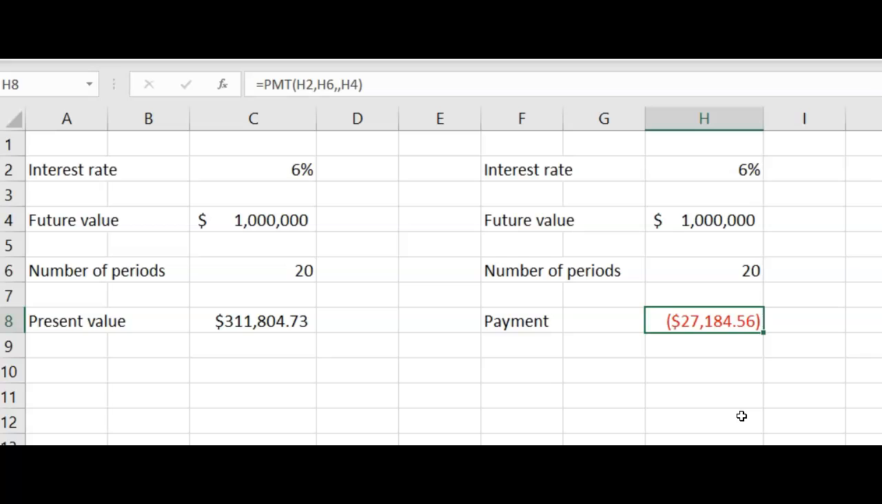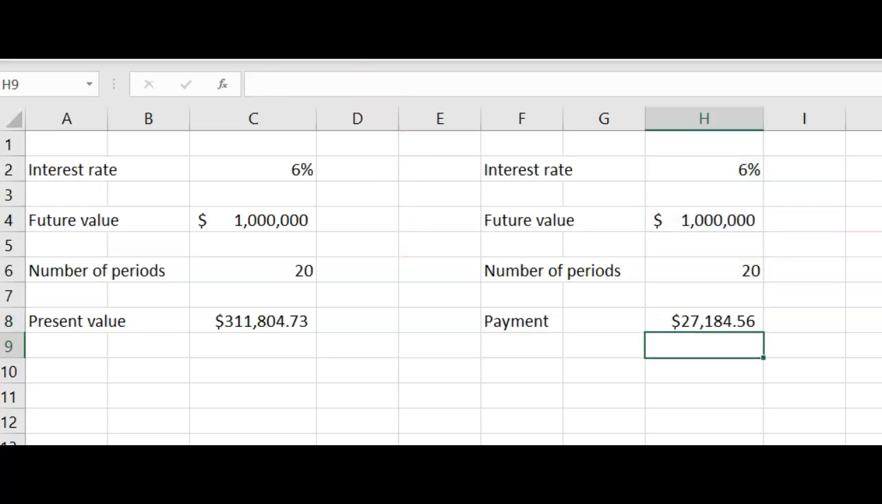and it tells you that your payment would be $27,184.56 per year. So if you put away $27,184.56 a year starting 1 year from now, it will grow to be $1 million. And again, just put a negative if you wanted to see that as a positive answer.